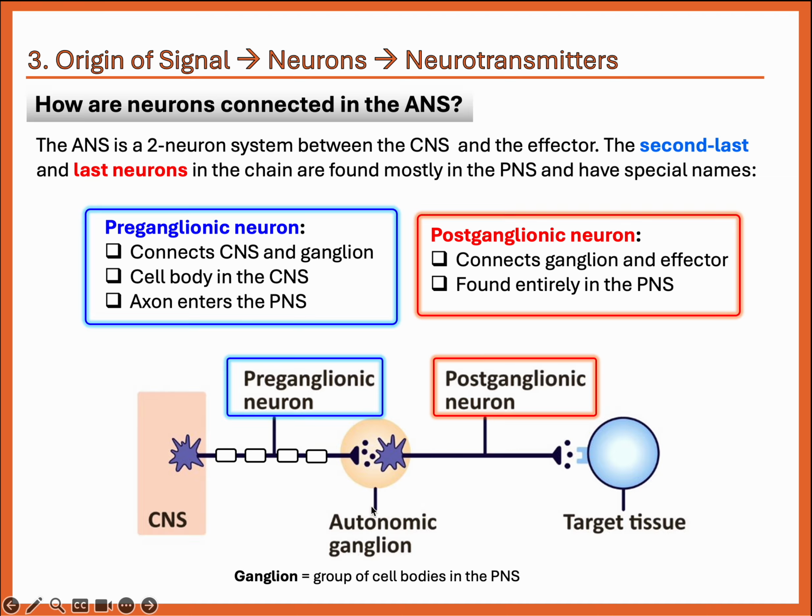This thing here is called the autonomic ganglia because this is a group of cell bodies in the PNS. You only see one cell body here, but actually many neurons are going to synapse onto this ganglia. So the preganglionic neuron connects the CNS to the ganglia. The cell body is in the CNS and the terminals are in the PNS in this ganglia. The postganglionic neuron here connects the ganglion with the effector, and it's found entirely in the PNS, right? We're all in the PNS here.